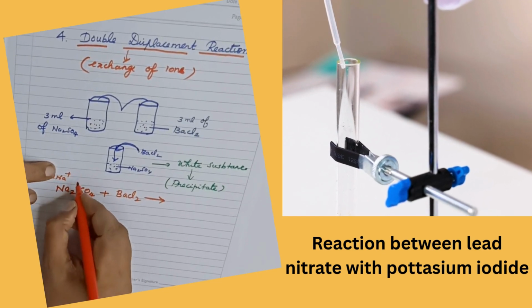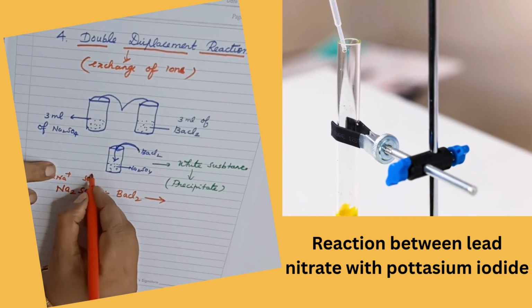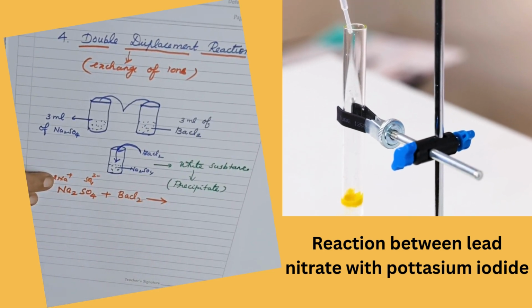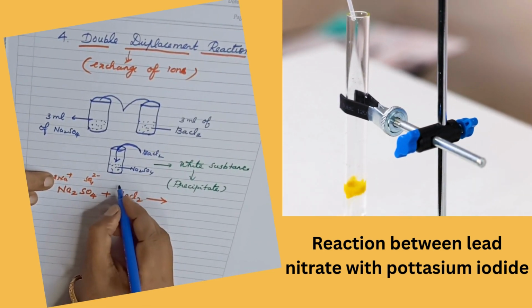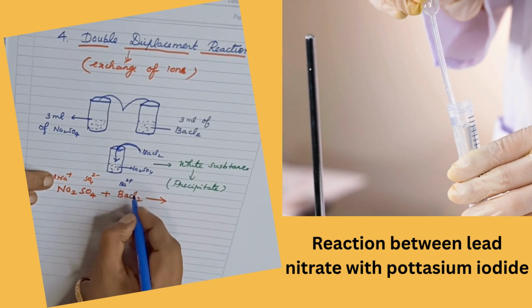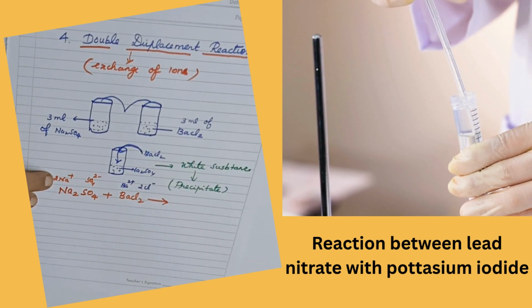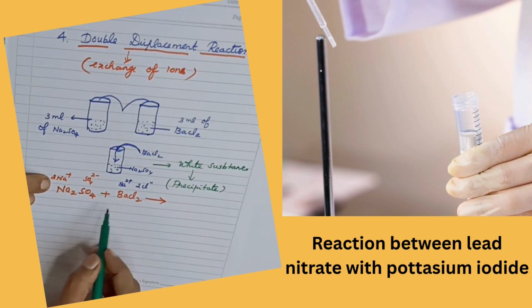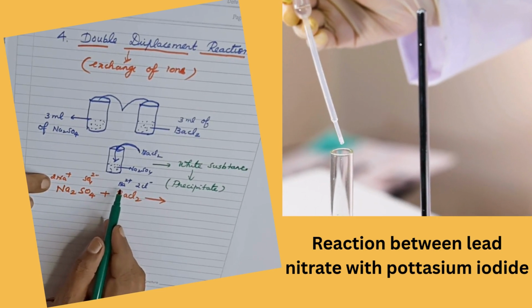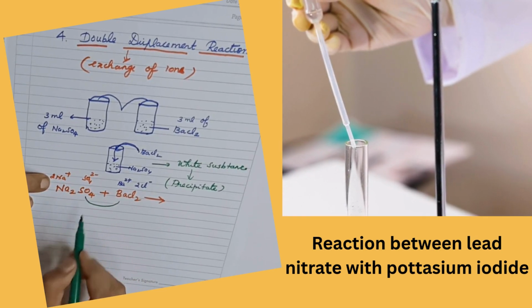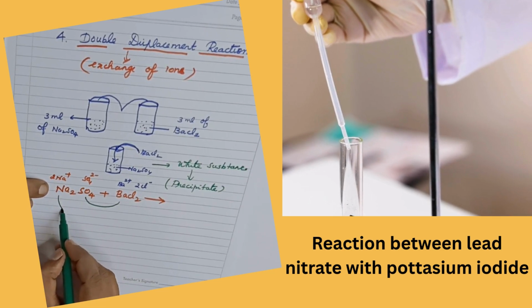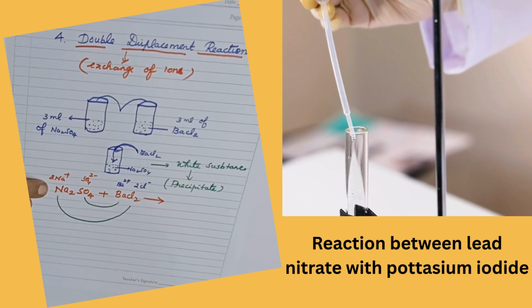Here, 2Na⁺, this one is SO₄²⁻, the charge for this SO₄ is 2 minus. Here, barium chloride, Ba²⁺, and chlorine is minus 1. Now, exchange of ions between the two. This barium, with plus charge, combines with the sulfate, exchange of ions. Next, sodium combines with the chlorine to form sodium chloride.